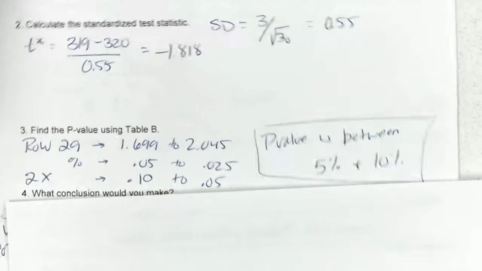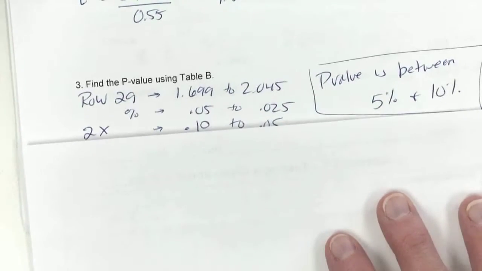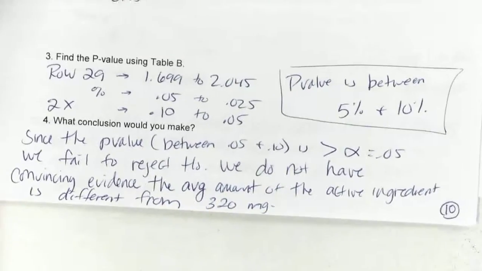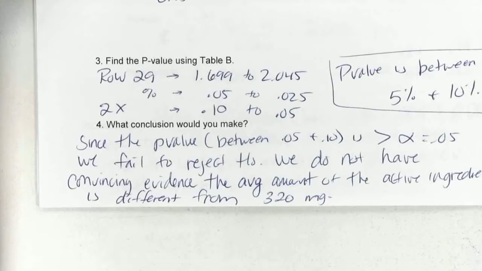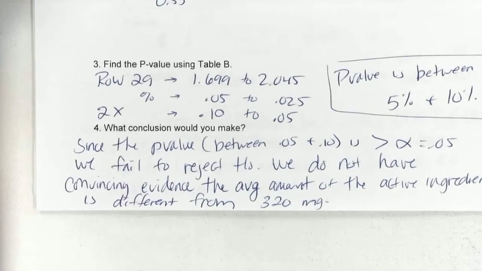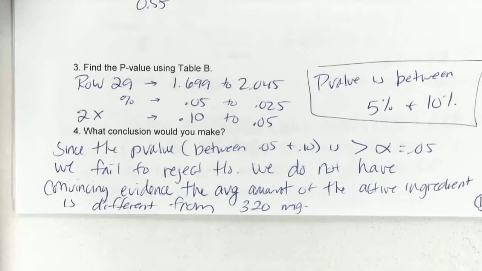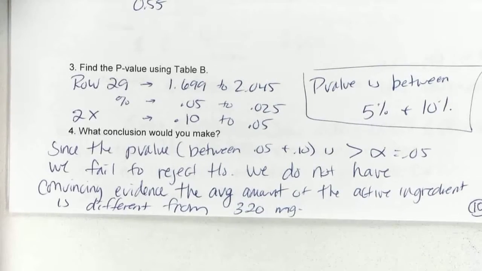Okay. What does that mean? Well, we were testing at the 5% significance level, weren't we? So, since the p-value is between 0.05 and 0.10, which is greater than our significance level of 0.05, we fail to reject the null. We do not have convincing evidence that the amount of the active ingredient is different from 320 milligrams.